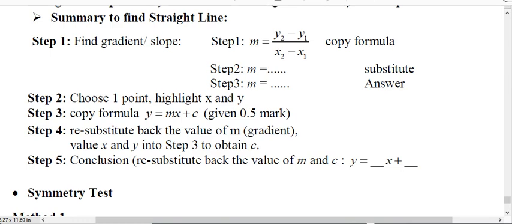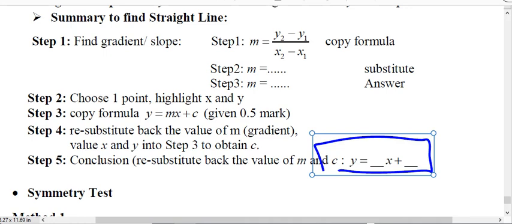Just remember you have 4 particular steps here. First of all, highlight what is your gradient, or in other words, find your m, whether it is parallel or perpendicular. Step 2, choose a point. Step 3, get your formula in, resubstitute and find your value of c. And lastly, don't forget to have your conclusion.